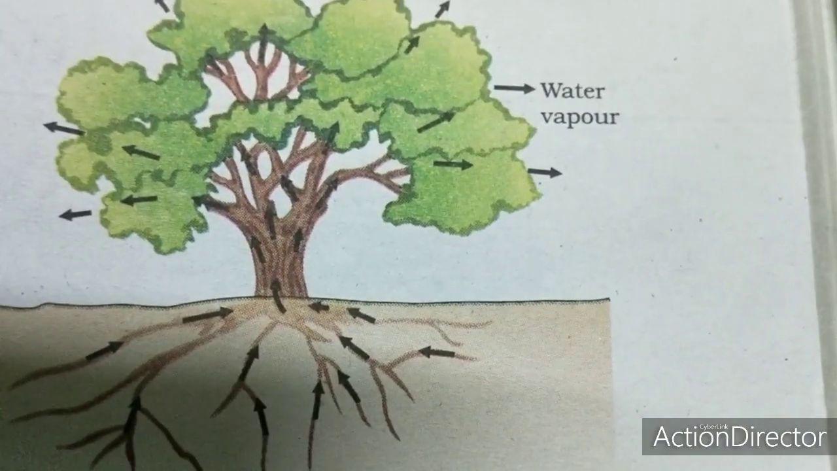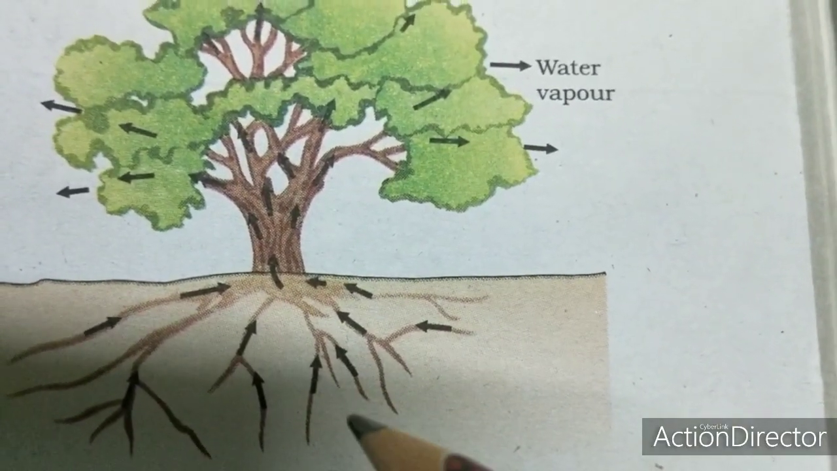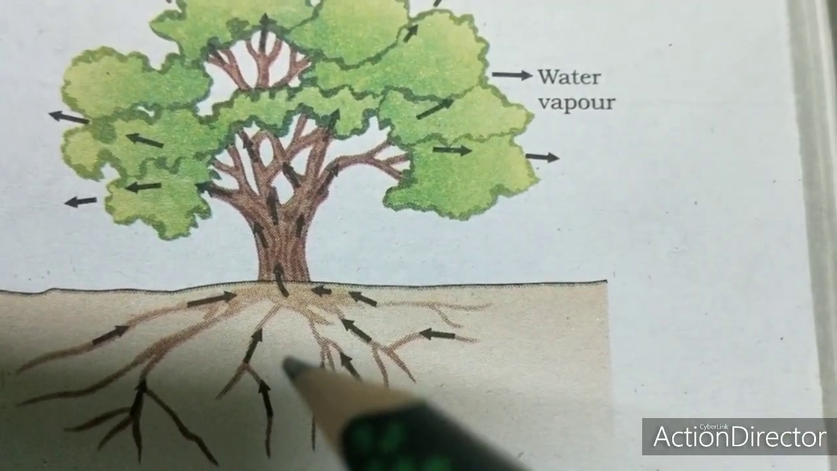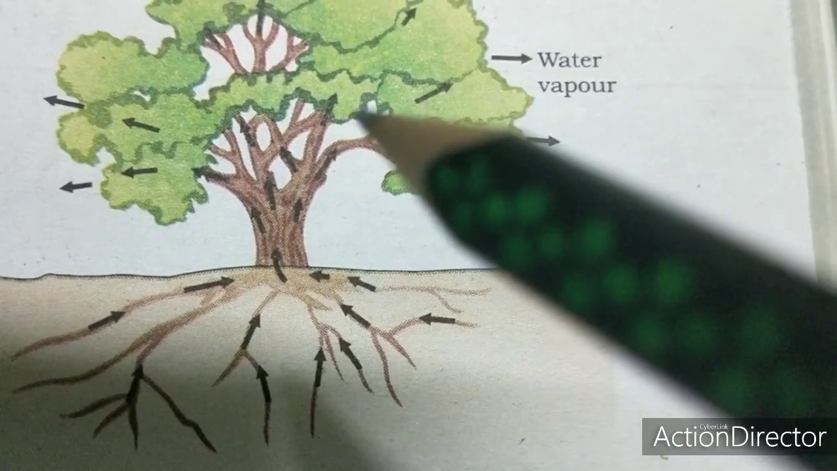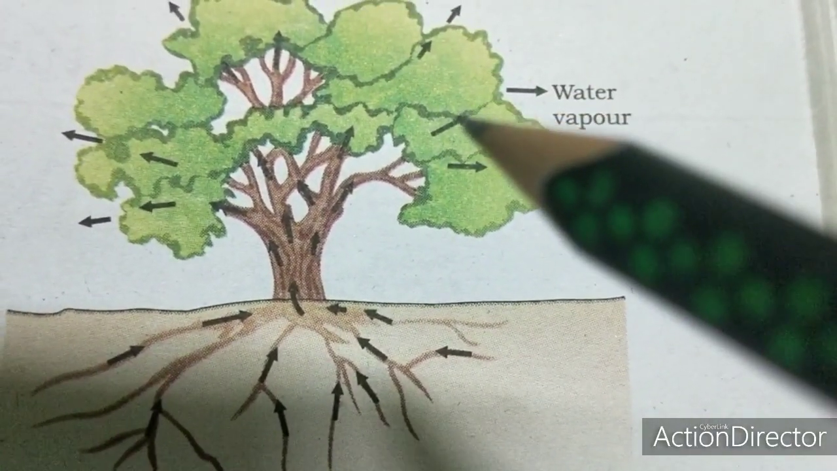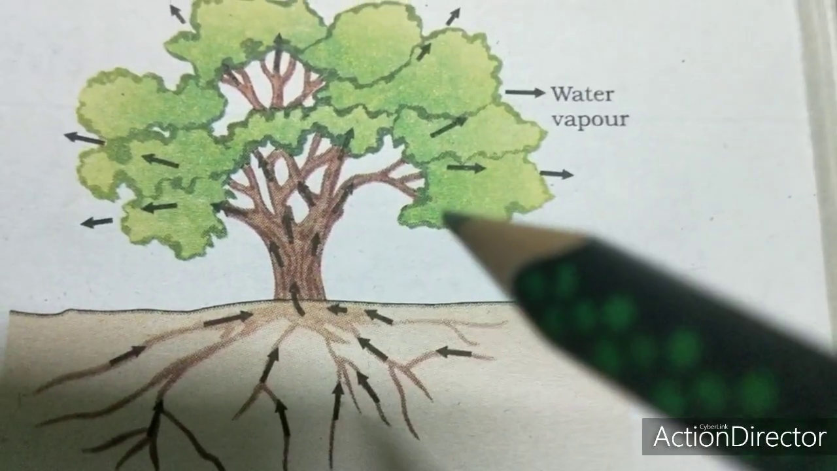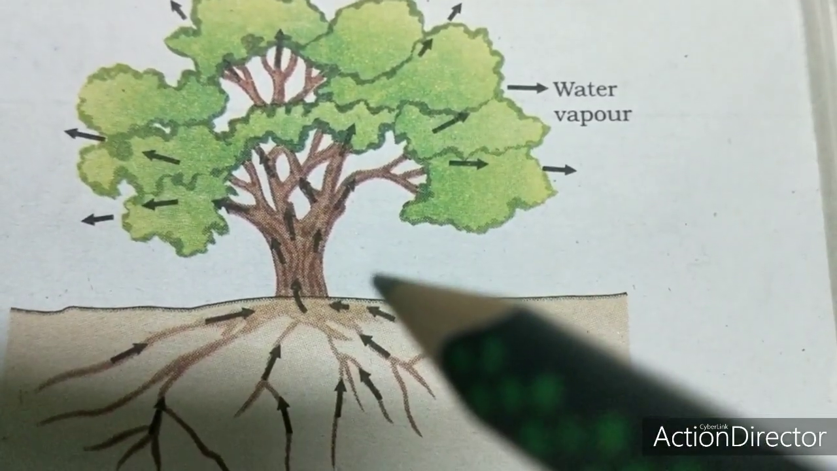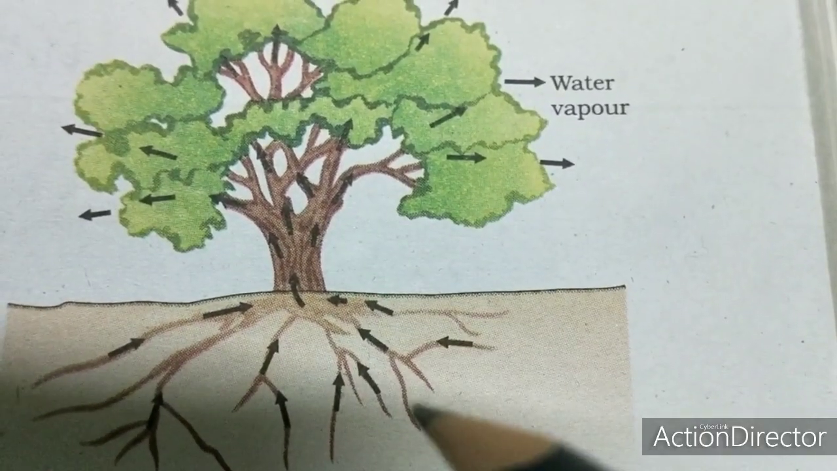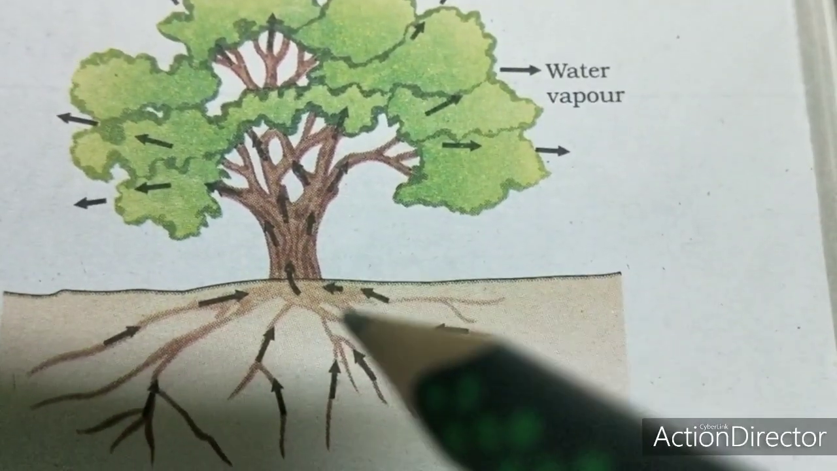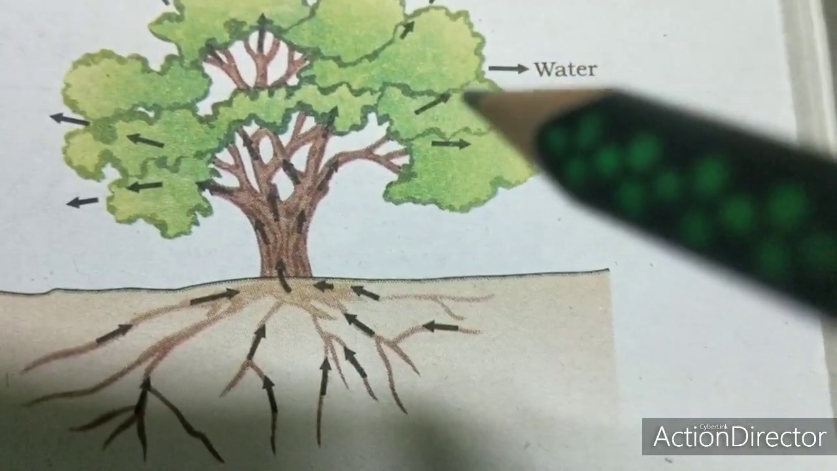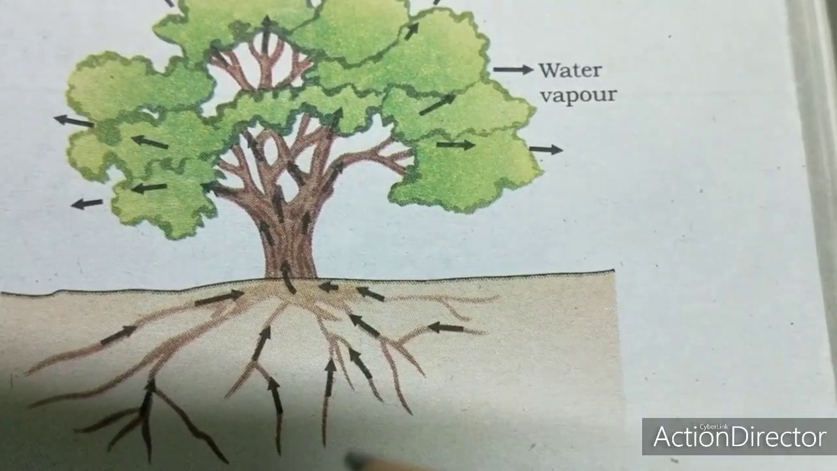And this diagram also shows the transportation of water is always unidirectional. Unidirectional means it moves in only one direction, from roots to the top of the plants. It's not bidirectional, it's only unidirectional. It's one of the important points to be remembered. The transportation of water is always unidirectional. The water moves only in one direction, that is from roots to the top of the trees.